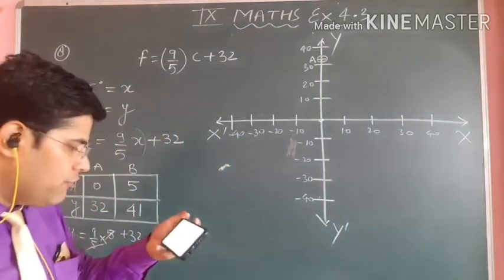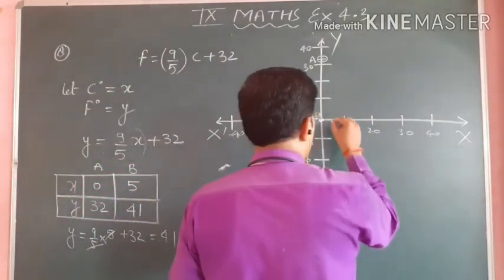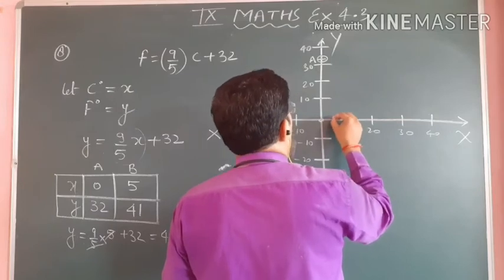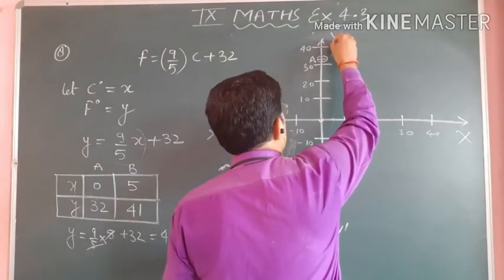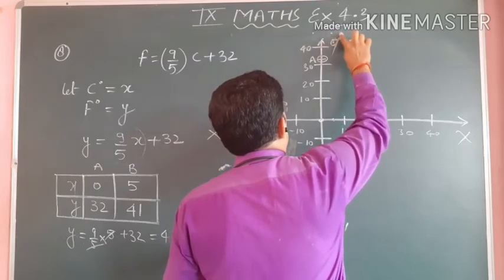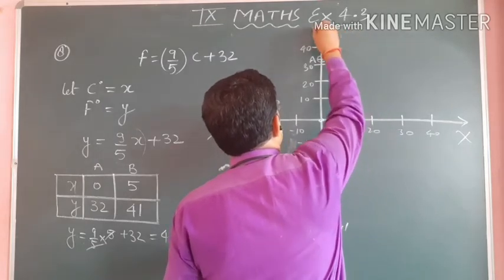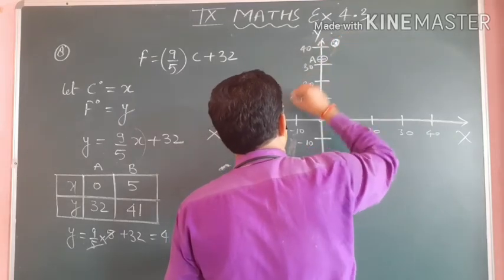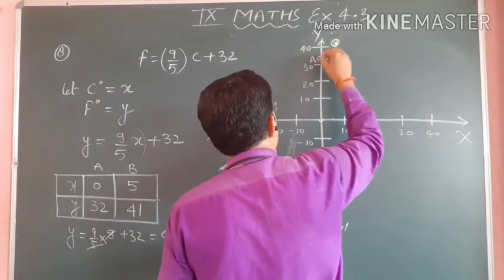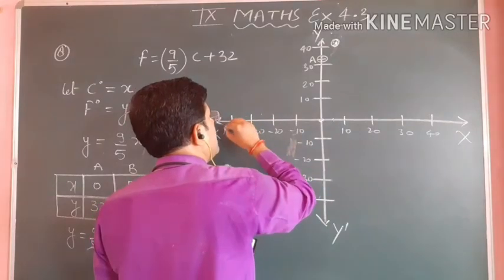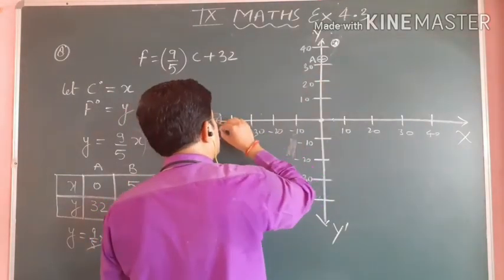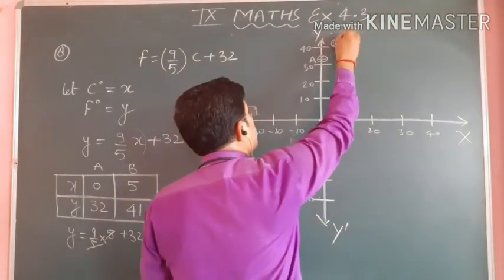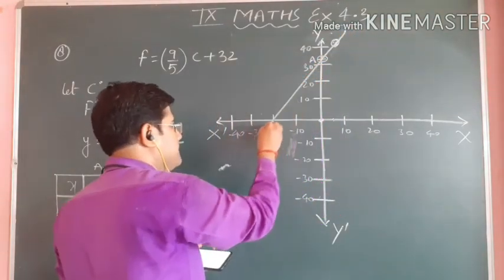Between 0 and 10 it is 5, and 41 is a little more. So when we put these points and draw a straight line, it is referred to as the graph of the equation.